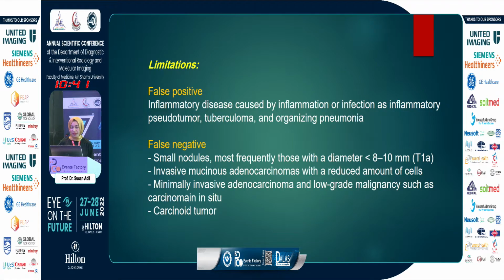However, false positive results may be found with inflammation and infection, and false negative results may be found with small nodules, hypocellular tumors such as mucinous adenocarcinomas, minimally invasive adenocarcinomas and low-grade malignancies, and in carcinoid tumor, which is one of the neuroendocrine tumors that is characterized by overexpression of somatostatin receptors. So it can be imaged by another specific radiotracer combined with a somatostatin analog ligand, which is the dotatate peptide.